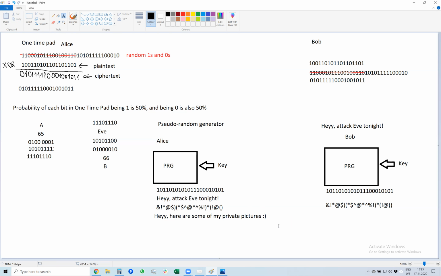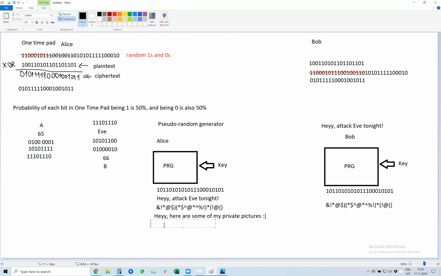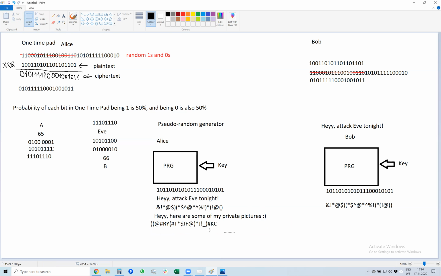The message becomes like a random stream of ones and zeros, blah, blah, blah, that will be the encrypted information, and Bob receives it, happy, XORs it with the next part of the pseudo-random generator output, and he retrieves the pictures and is very happy.